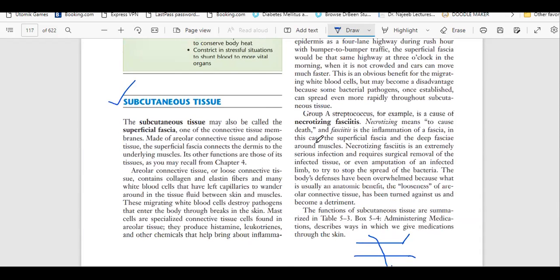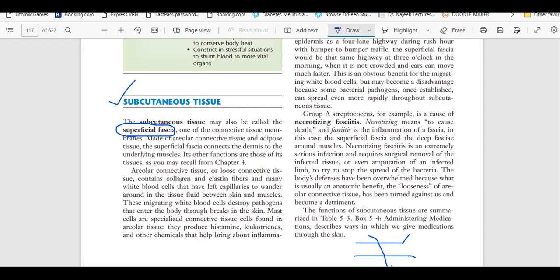Okay, let's talk about subcutaneous tissue. Subcutaneous tissue may also be called the superficial fascia. The another name of subcutaneous tissue is superficial fascia. Superficial fascia is also known as subcutaneous tissue.